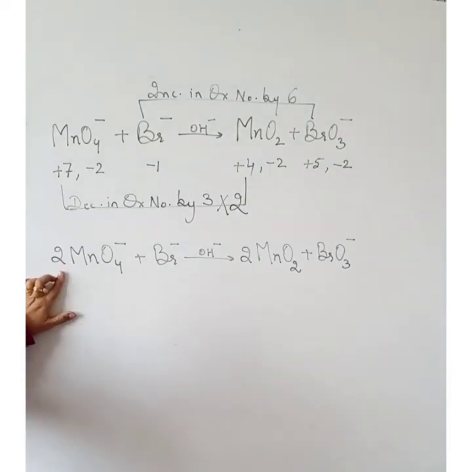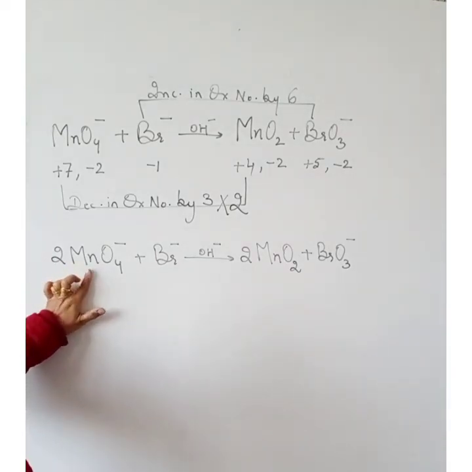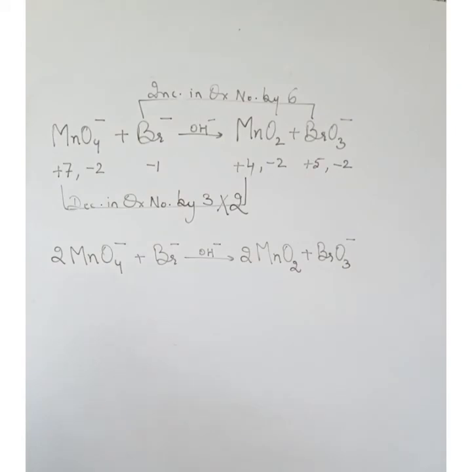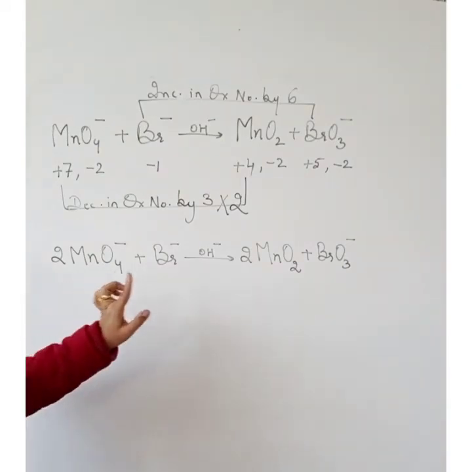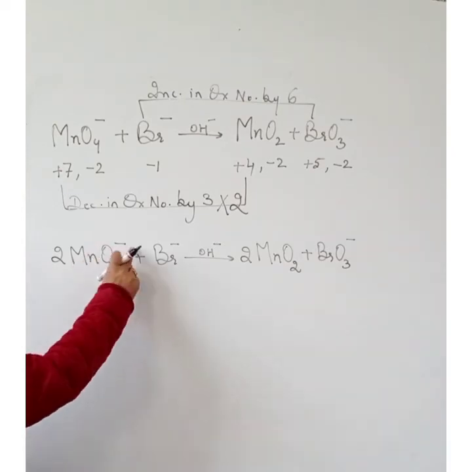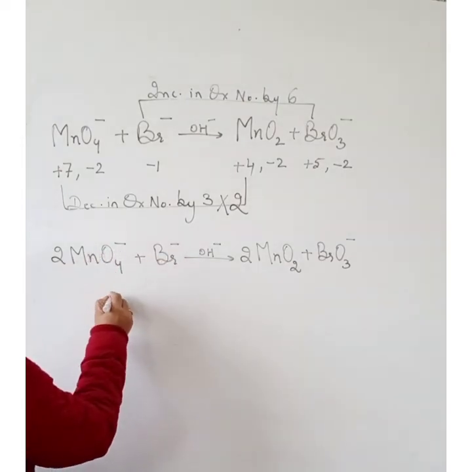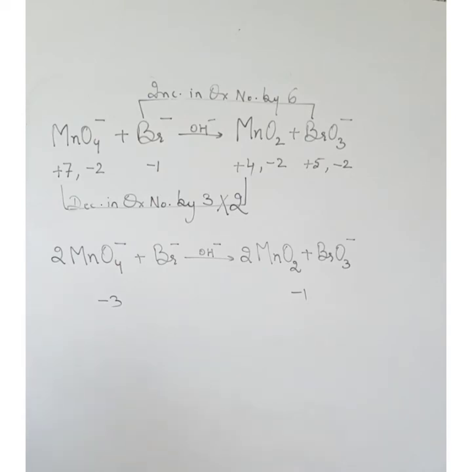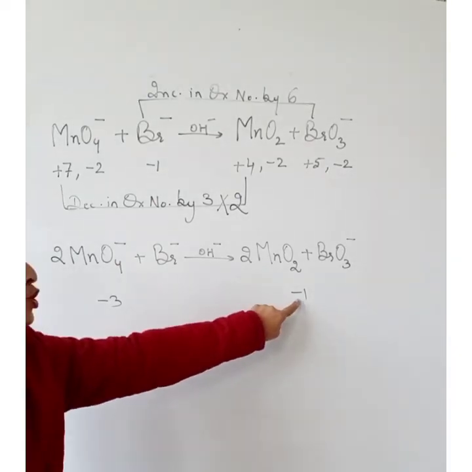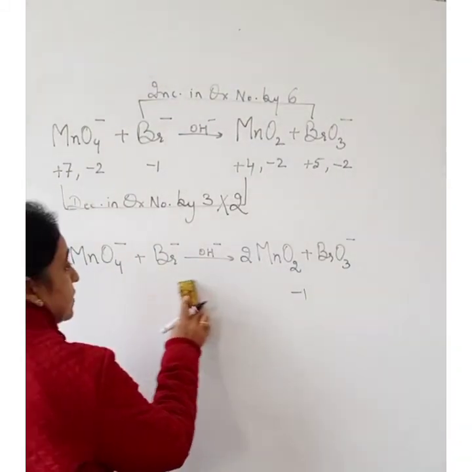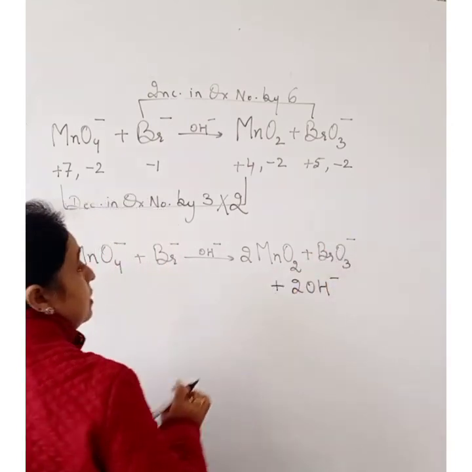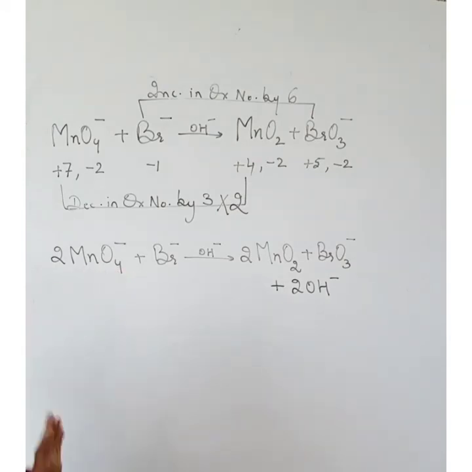Now, balance all the other atoms except hydrogen and oxygen. 2Mn, 2Mn, 1 Br, 1 Br on both sides. Now, balance the charges. Here -2 and -1. So -3 is the charge here and -1 is the charge here. The medium is basic, so we have to balance the charge by adding OH minus ions. So if we put 2 OH minus on this side, the charges will get balanced. So plus 2 OH minus. So 3 negative charge on both sides.